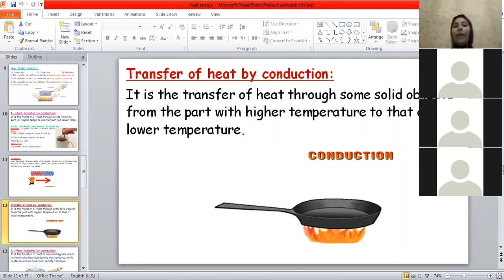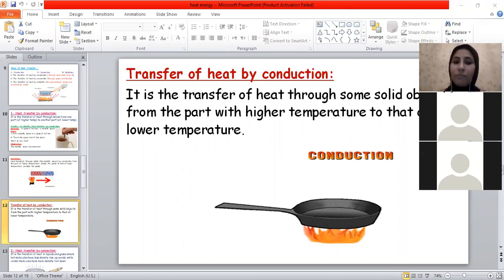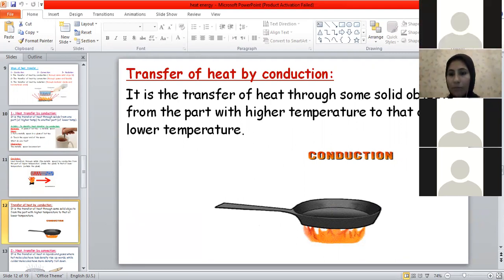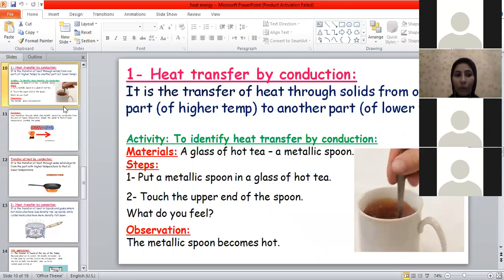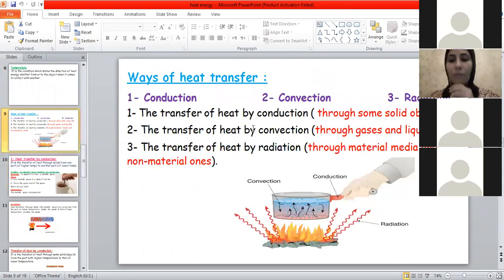Okay, number 2, the heat can transfer by convection. What is it, Salsabil? What do you need? Miss, I can't understand this part: the transferring of heat by conduction. By conduction? Yes. Okay. Again, Salsabil: the heat can transfer by conduction through what? Through the solid objects. Okay, concentrate with me again, middle one.